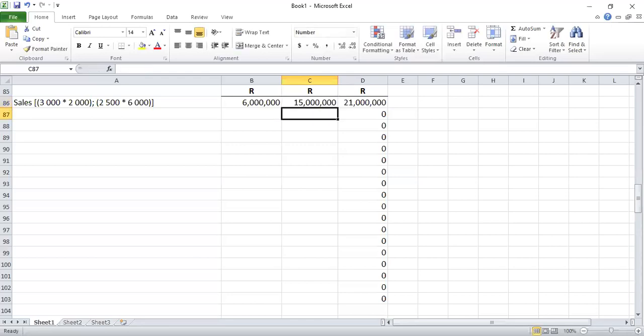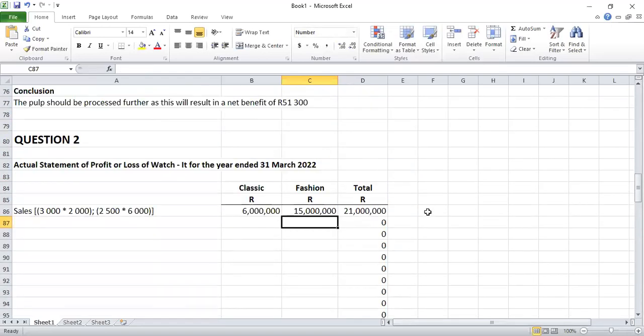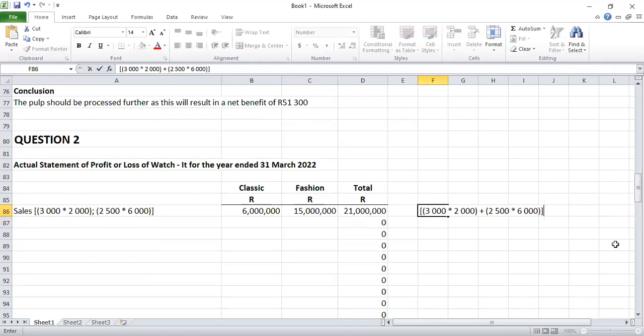Right. If you were in the actual test, you were just supposed to put your working like this: 3,000 times 2,000 plus 2,500 times 6,000. That's it. Then you just find your total without finding the 6 million and the 15 million. Okay, thank you guys. Then less cost of sales.